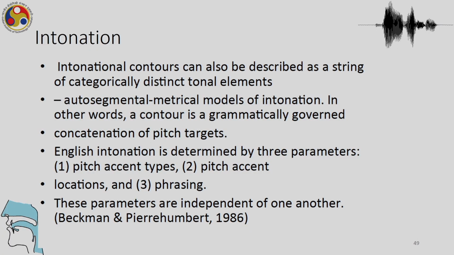When we talk about intonation in the other lectures, you will see that intonational contours can be described as a string of categorically distinct tonal elements. And the autosegmental-metrical model that we will discuss in the other lecture shows that it's a grammatically governed concatenation of pitch targets, and English intonation is determined by three parameters: pitch accent types, pitch accent and phrasing, and these parameters are independent of one another.